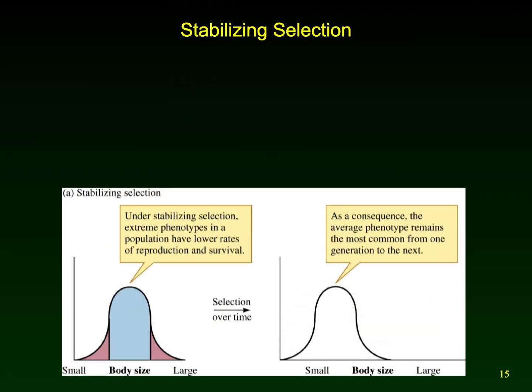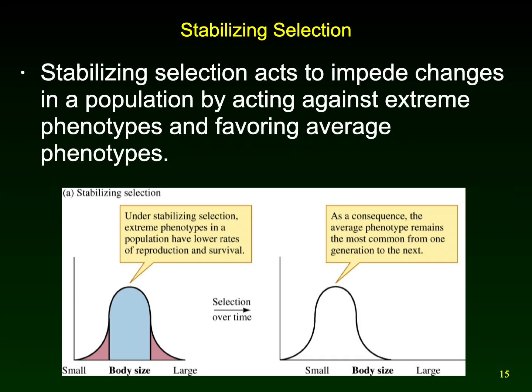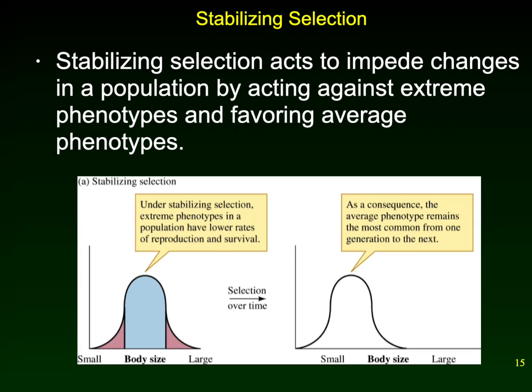We can also talk about selection in different ways. Sometimes selection is stabilizing in that individuals are selected for an average phenotype and extreme phenotypes are selected against. This stabilizing selection tends to stabilize something like beak size, that individuals with really large beaks or really small beaks aren't favored, and so the average doesn't change much over time.